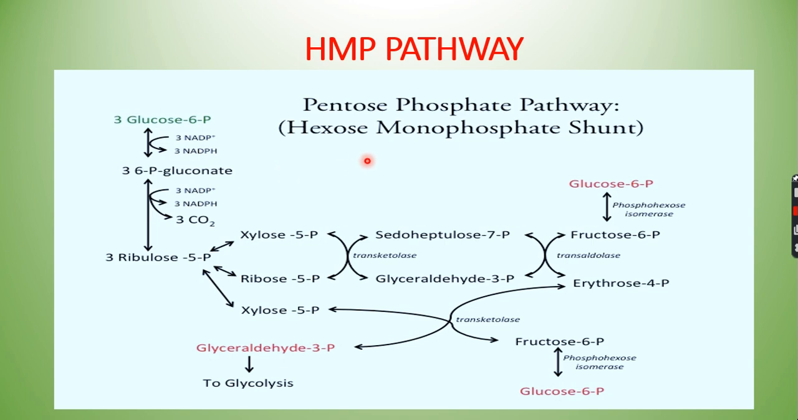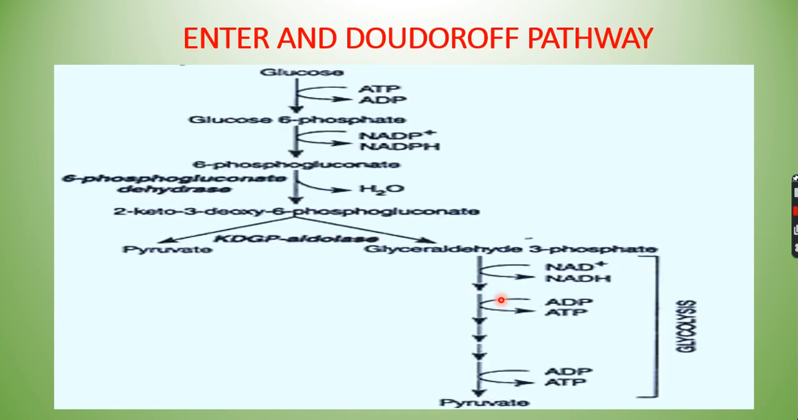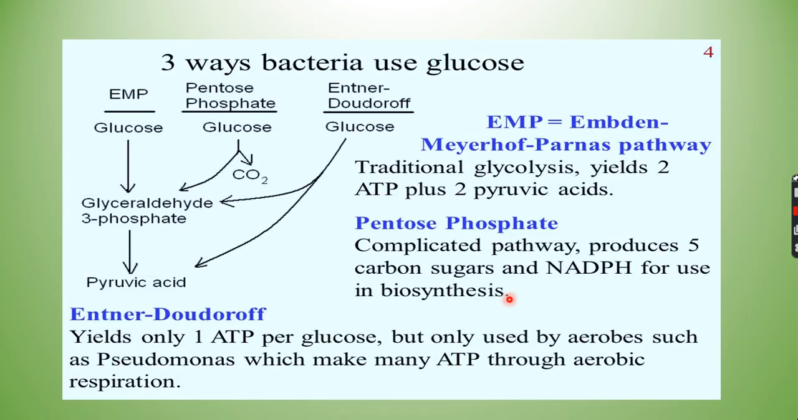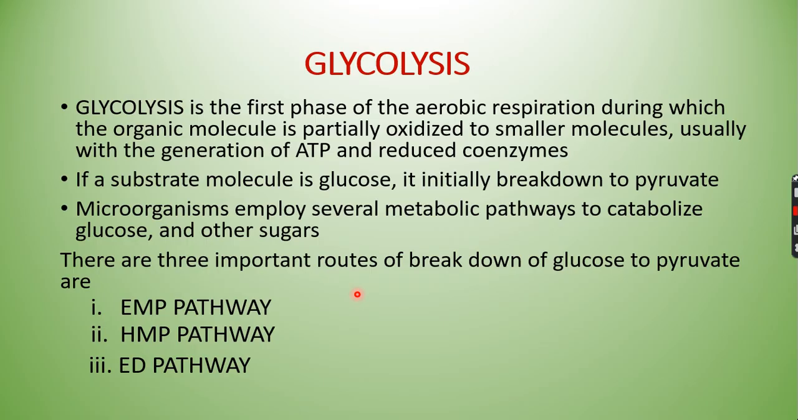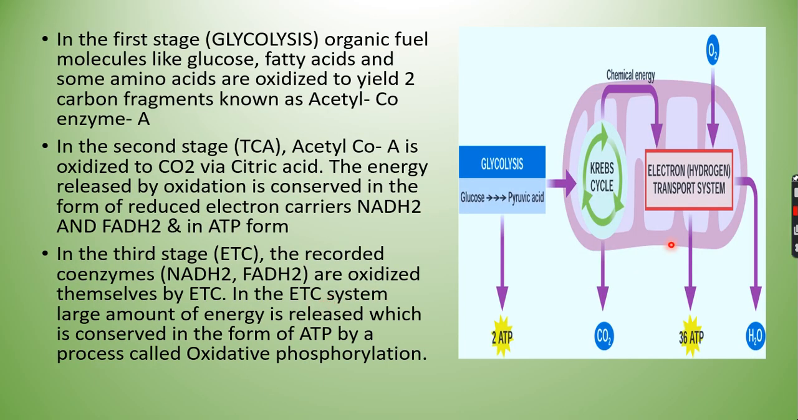So this is all an introduction to microbial metabolism, and we will discuss aerobic respiration, anaerobic respiration and fermentation in different parts. In aerobic respiration also, we have three stages: glycolysis, then the TCA cycle, then the electron transport chain. All these we will discuss in detail in different parts. Okay, thank you.